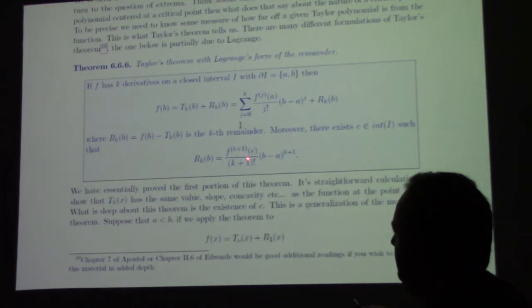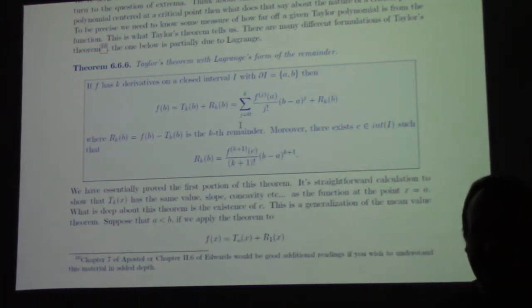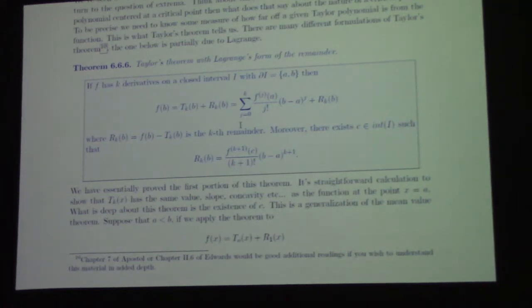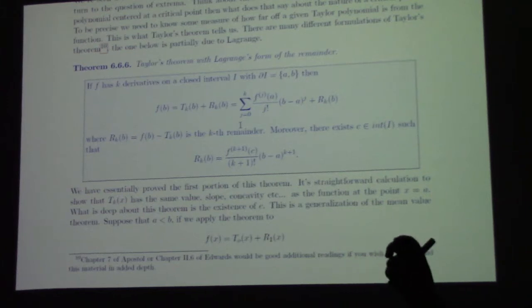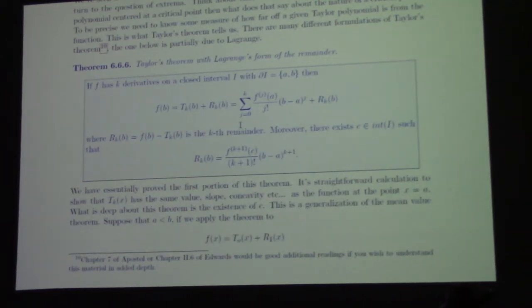Now, essentially this is an analog to the mean value theorem. It says that the difference between the function and the kth Taylor polynomial is related to the k plus 1th derivative. This is just like the mean value theorem, which says the difference between the function and its value at a constant, the 0th order Taylor polynomial, is related to the 1st order derivative. So this is actually a generalization of the mean value theorem.